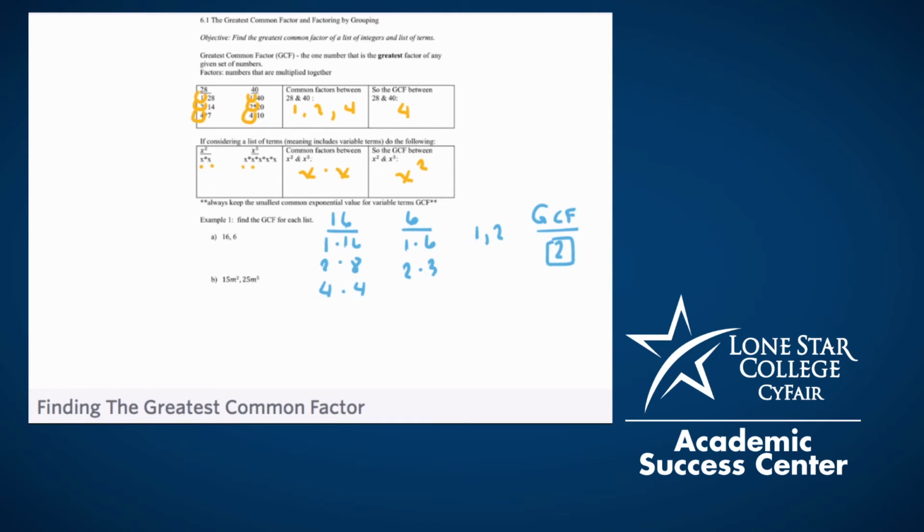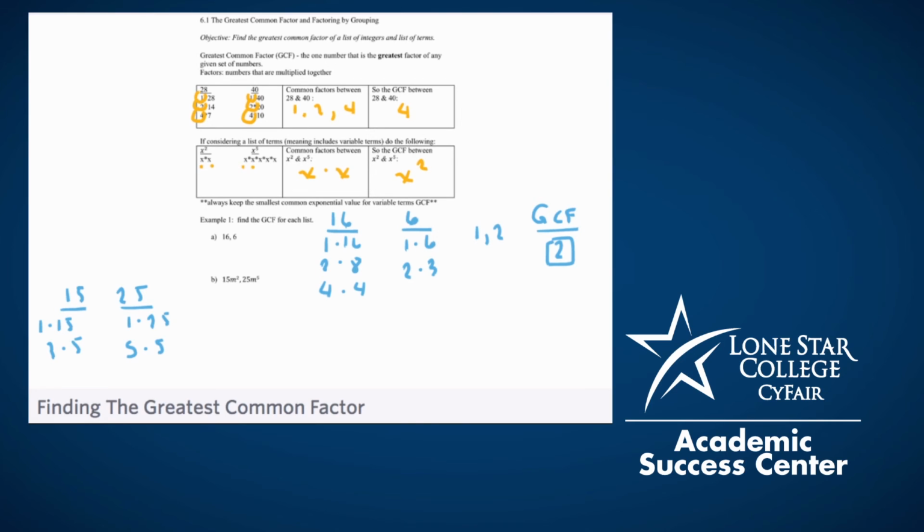Looking at example B, here we have a coefficient and a variable term, 15m squared and 25m to the 5th. If we consider the list of factors for 15 and 25, just the coefficients, our factors are 1 times 15 and 3 times 5. The factors of 25 are 1 times 25 and 5 times 5.